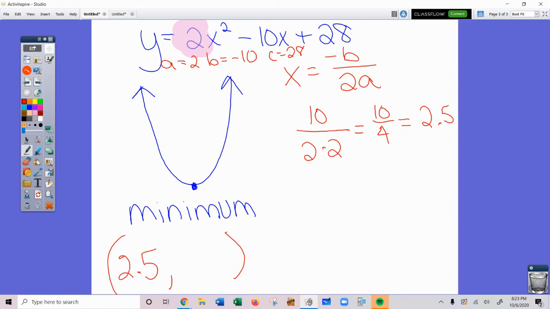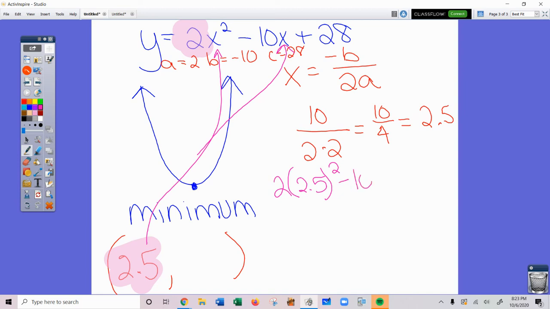To find its corresponding y value, I'm then going to take this 2.5 that I just got, and plug it in for x in my original equation. So every place that I see x, the x is coming out, and 2.5 is going in its place. So instead of saying 2 times x squared, I'm now going to say 2 times 2.5 squared, minus 10 times 2.5, plus 28.